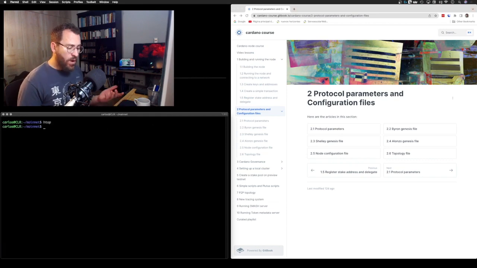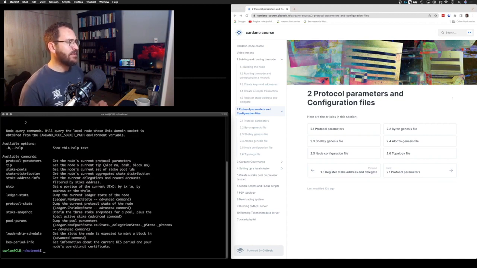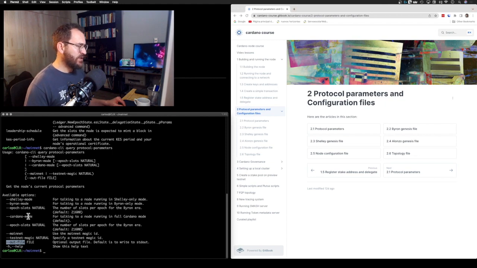So what I want is to query the protocol parameters, and so we have cardano-cli query, and we have this subcommand, protocol-parameters, and it says it gets the node's current protocol parameters. That's great, because that's exactly what we want. Let's see what options we have. It will ask for mainnet or testnet magic, and we can specify an out file. We don't need to use any of these options right now.